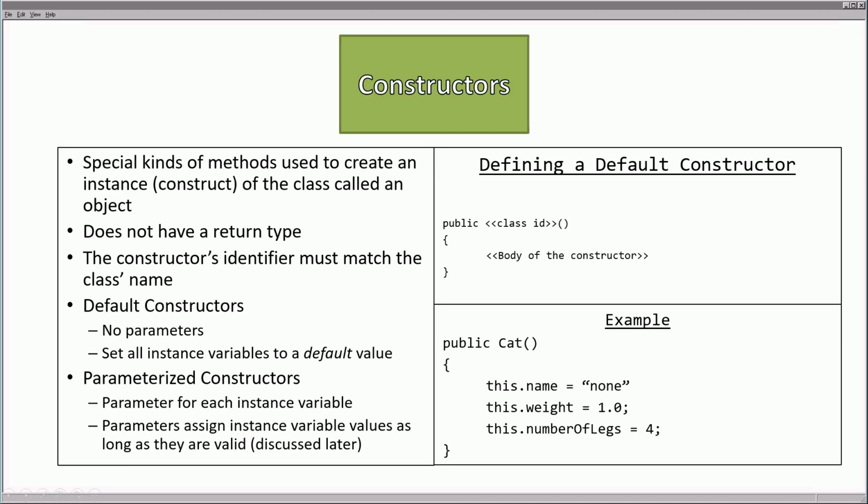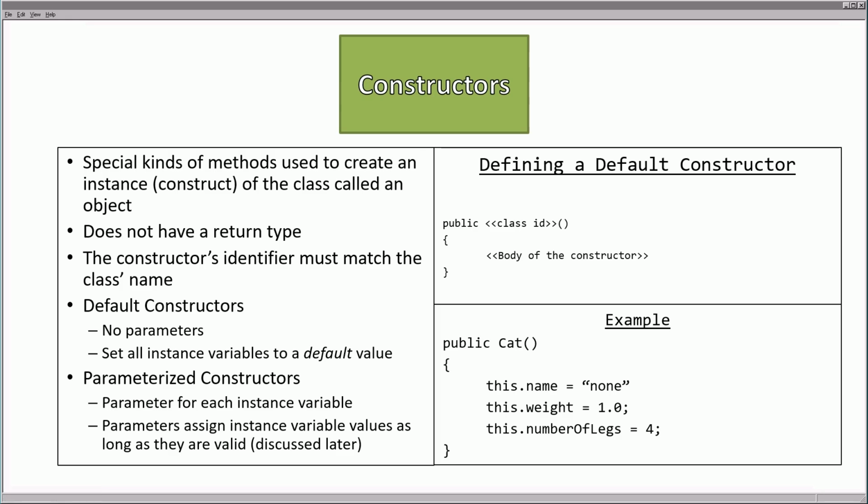Next, we need to write constructors. Constructors are very special kinds of methods that are used to create, or construct, an instance of the class, which is called an object. These are not like other methods because first of all, they do not have a return type, and also their identifier must match the class identifier.